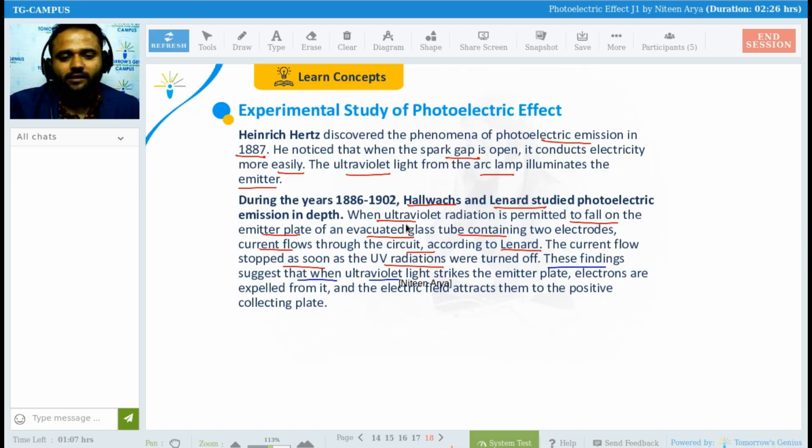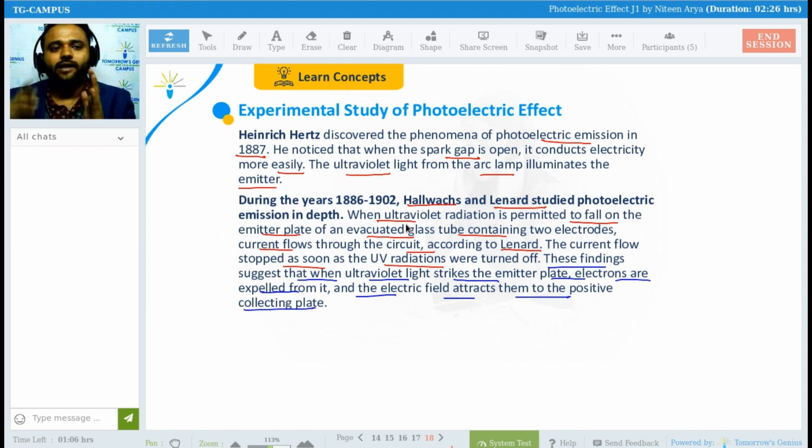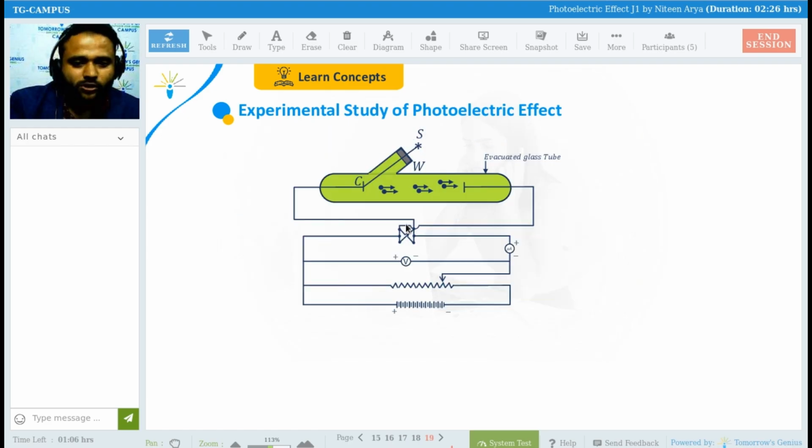These findings suggested that when ultraviolet light strikes the emitter plate, electrons are expelled from it, and the electric field attracts them to the positive collecting plate. Due to this anode and cathode, an electric current is generated with the help of this radiation, these UV rays. And this is all about the experimental setup and the experimental proof of the photoelectric effect, which we're going to see on the next page.